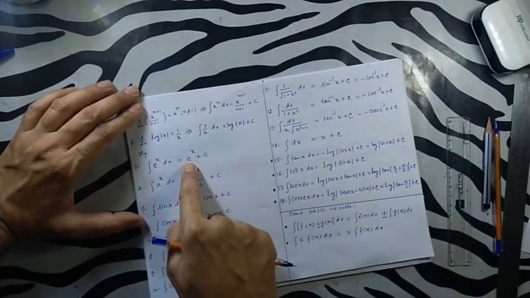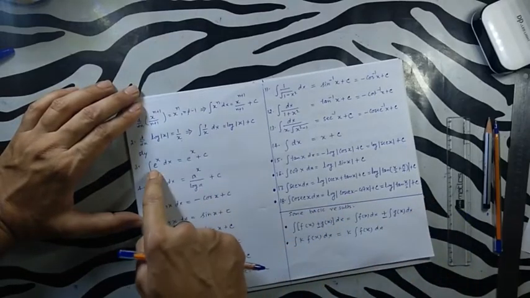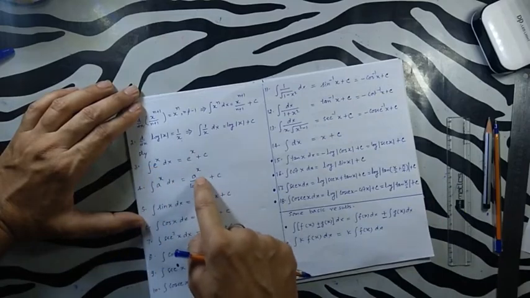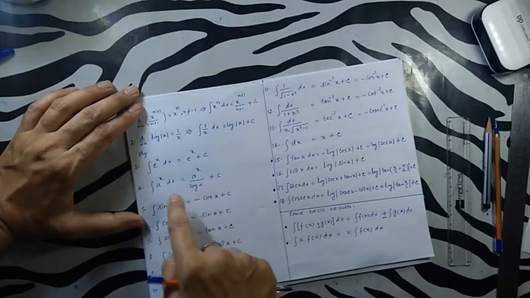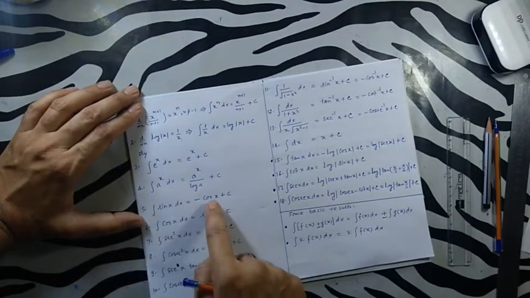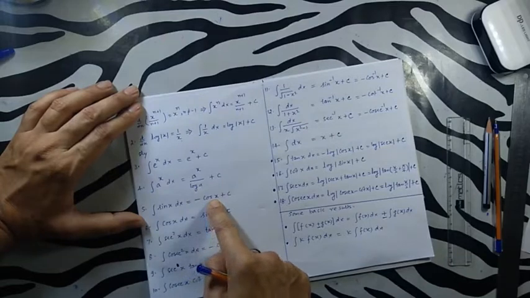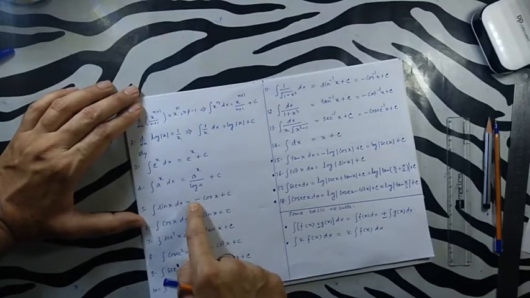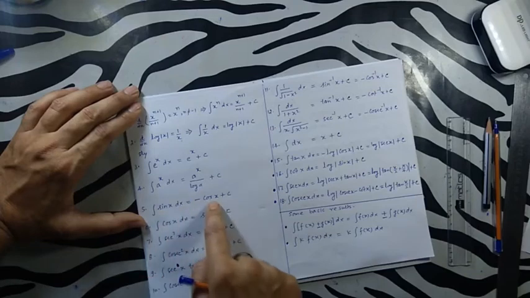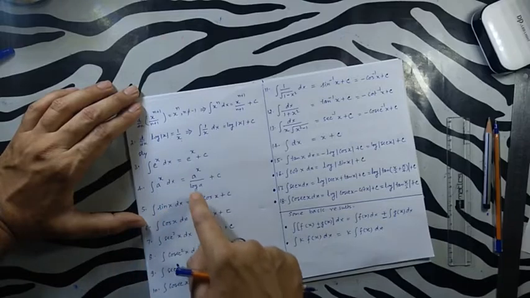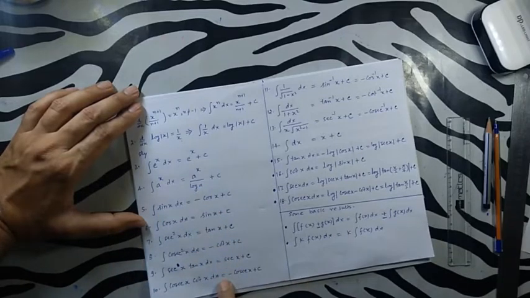If we differentiate e raised to power x, we'll get e raised to power x. If we differentiate a raised to power x upon log a, we'll get a raised to power x. If we differentiate cos x, by using this negative sign, we'll get again sin x, because the differentiation of cos x is minus sin x, and minus minus plus it becomes sin x. So these are the basic formulas you have to learn.